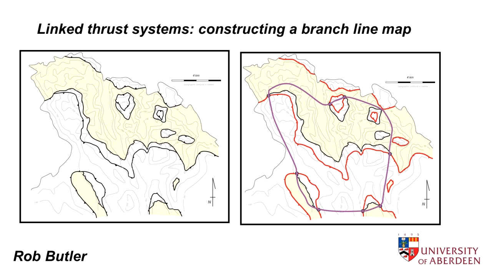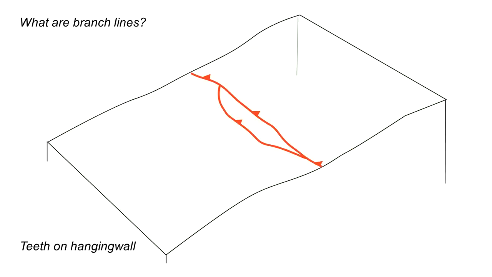Branch line maps are really useful things for exploring the three-dimensional structure of linked thrust systems. And in this video, we'll look at how we can construct them. But first of all, what are branch lines?